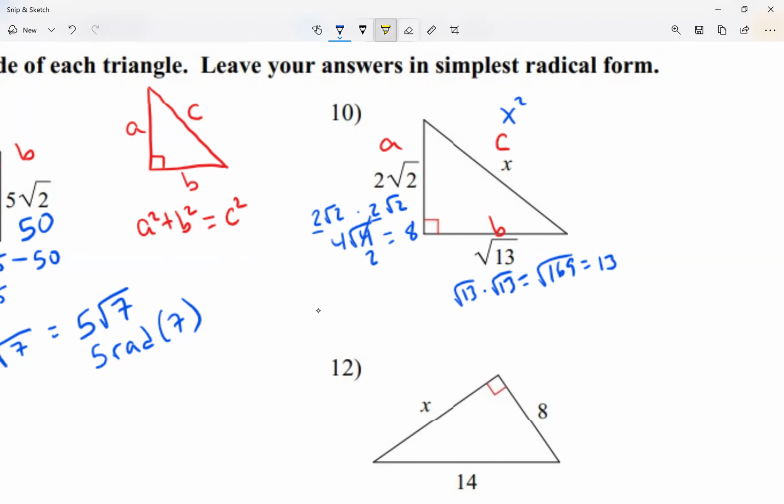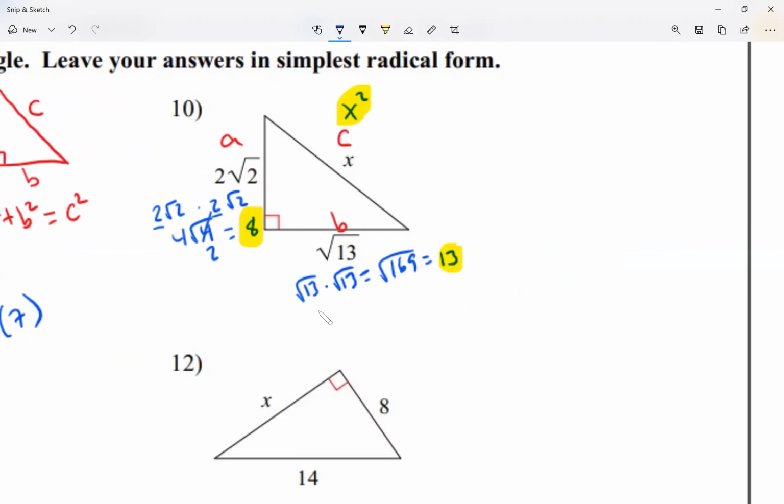Let me highlight a couple things. Here you see your C squared. Here you see your A squared. And here we see our B squared. So that means when I write this, I'm gonna write 8 plus 13 is equal to x squared. Because remember, I have to write A squared plus B squared is equal to C squared.